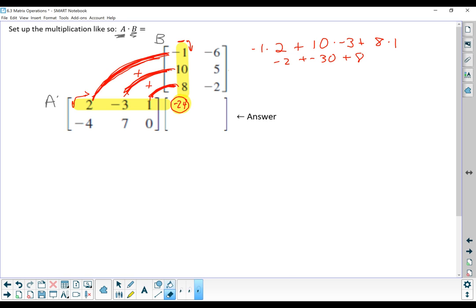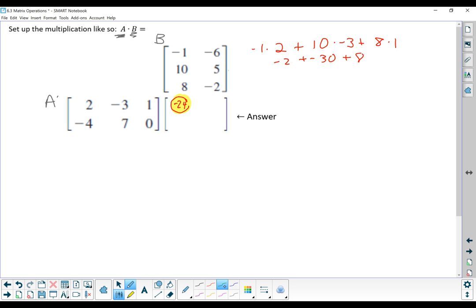So to get the next element of our answer, we have to think about which row and which column we are using. Well, for the next element, maybe we switch to this element. That just means we're going to use that first row still because our answer is in the first row, but we're going to use the second column for our dot product.